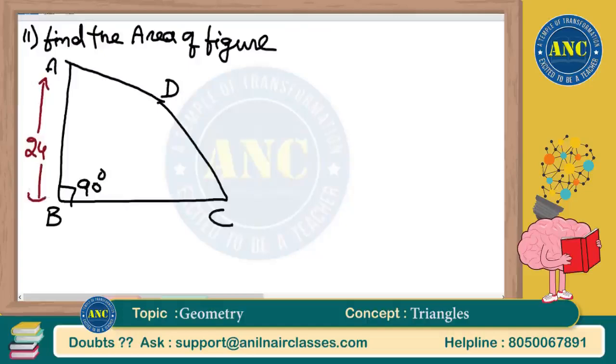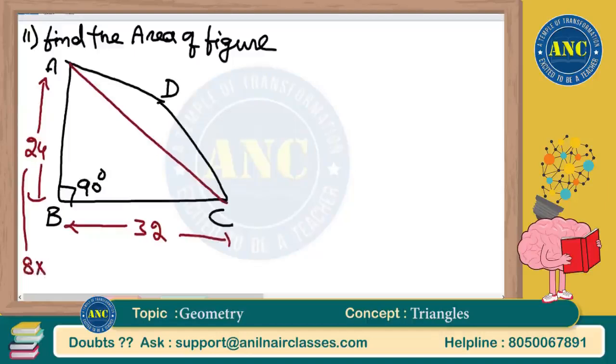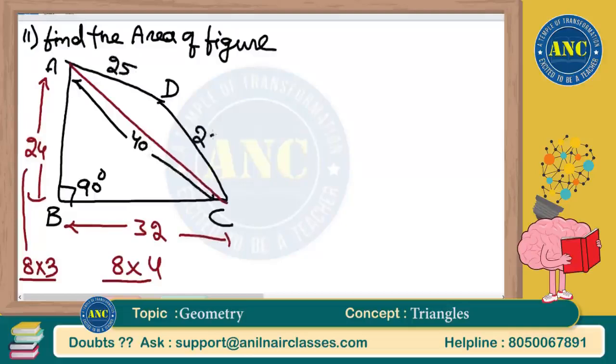This is 24 and it is 32. If I draw a hypotenuse, 8 3s are 24, 8 4s are 32. So this will become 8 5s are 40. These are nothing but 25.